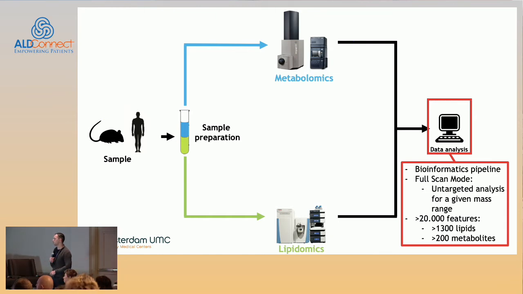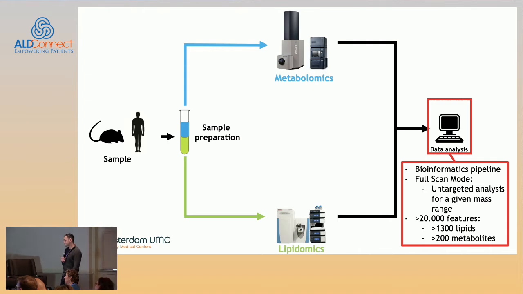Now what's important to note is that both of these analyses operate in full scan mode, meaning given a certain mass range, they measure all masses. This is a form of untargeted analysis. And this untargeted analysis actually contains over 20,000 features. Of these 20,000 features, we can identify over 1,300 lipids and around 200 metabolites. What this basically shows is that there's still room for extra identification. More than, let's say, 90% of the features we currently don't identify.